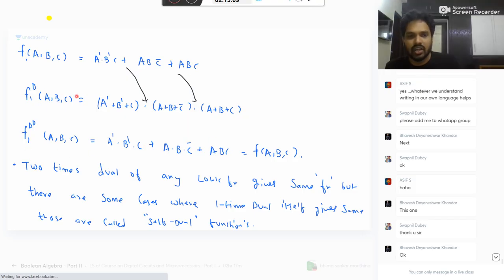It is two times if you apply it, you get back your original. For some functions, one time will give you same. This slide is okay, Bhavesh? Let's move next slide.